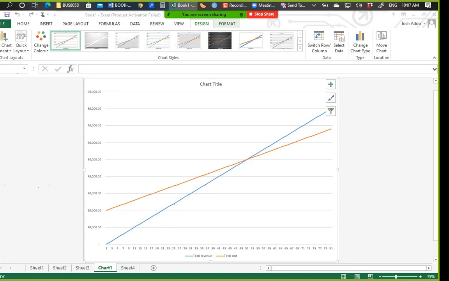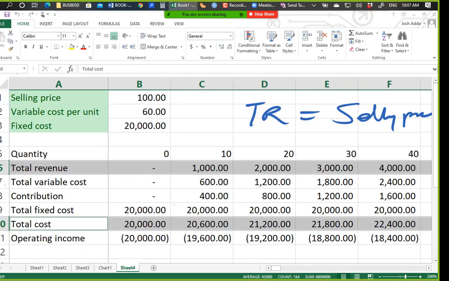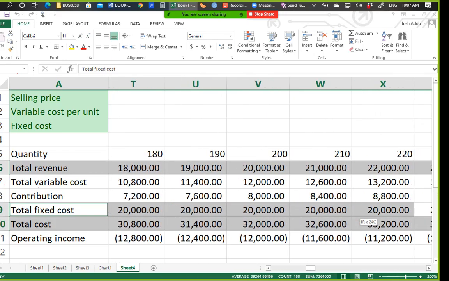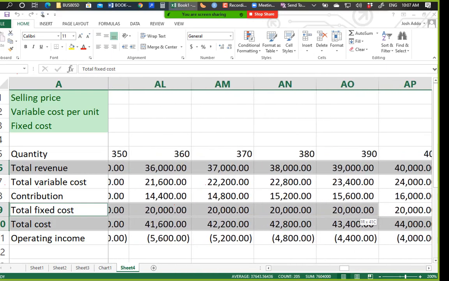For example, if I go back to the sheet and then I also control select, let's say, total fixed cost. So I want to add total fixed cost to the graph, to the equation.